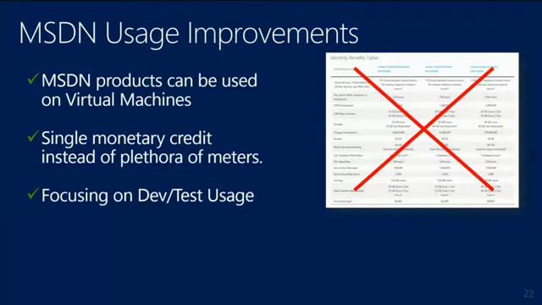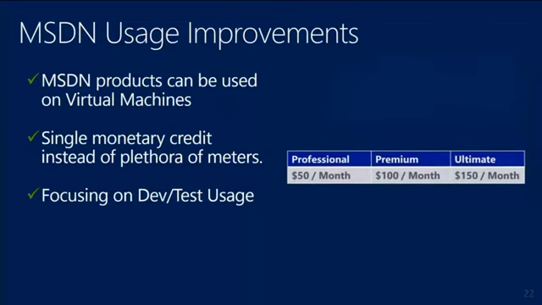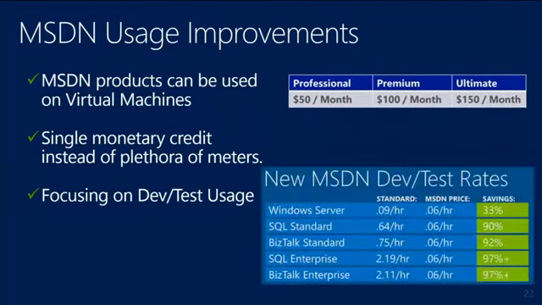There's also the change to a single monetary credit. You're able to take a single dollar amount and spend it on anything you want to. Before, it used to be a pretty convoluted list of this and that and piecing it all together. Now you just get money and you get to spend it. And with that spending, of course, is really dramatically reduced prices.